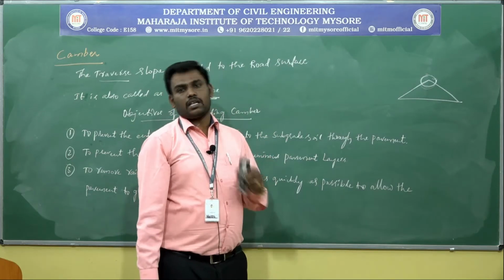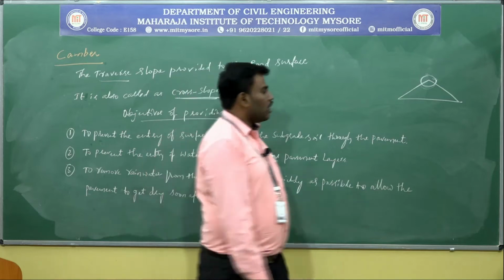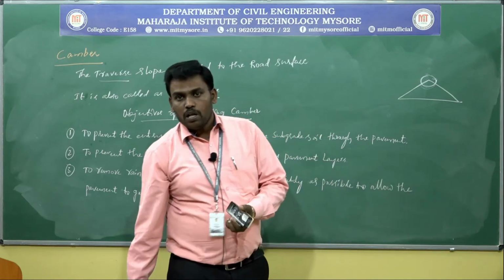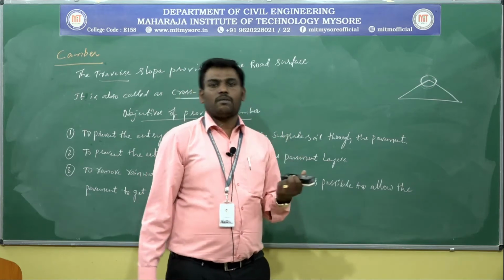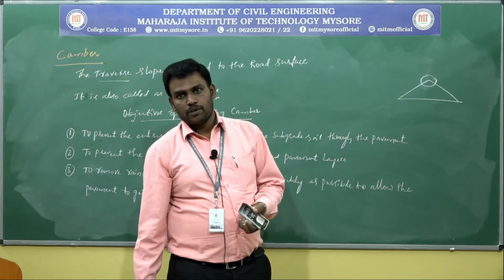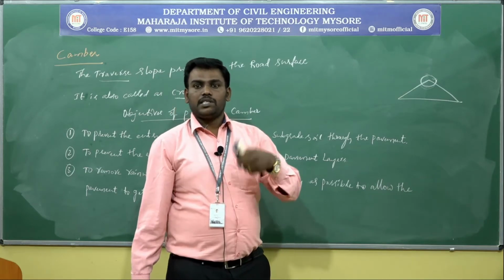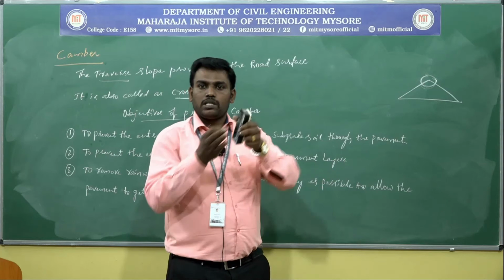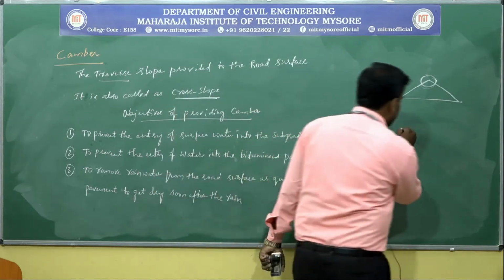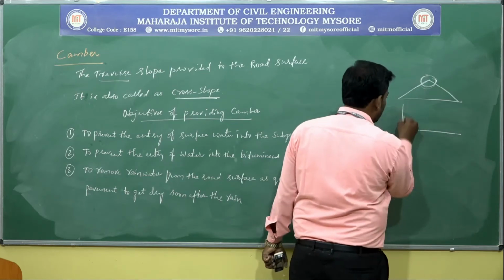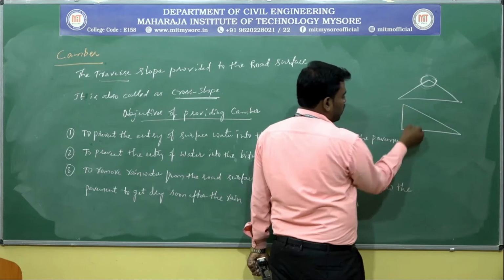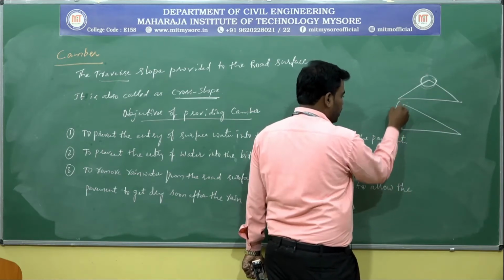But in horizontal curves, instead of raising the center point of the road, they raise the outer edge of the pavement with respect to the inner edge to drain off surface water. This is at the horizontal curves. This is the outer edge, this is the inner edge. They raise the outer edge.